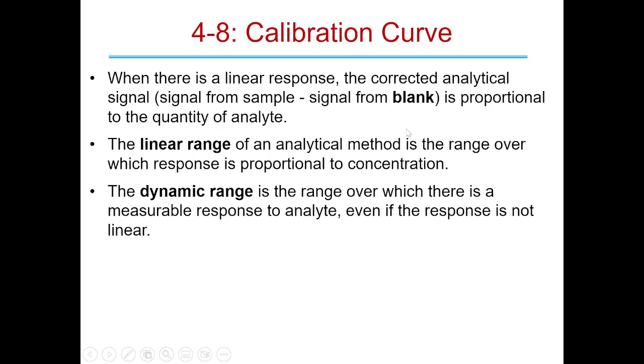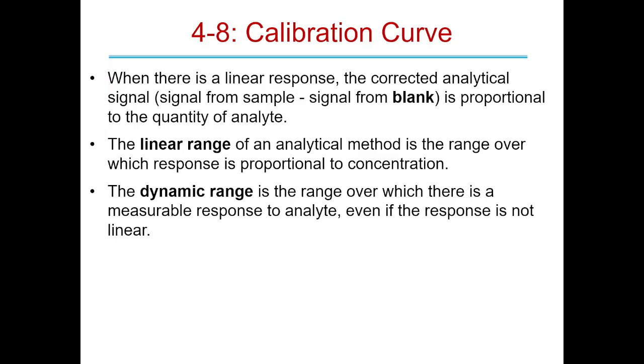So when there is a linear response, the corrected analytical signal, the signal from the sample minus the signal from your blank, will be proportional to the quantity of the analyte. The linear range of an analytical method is the range over which the response is proportional to concentration. Literally, it's a linear range, right? You have a linear response.